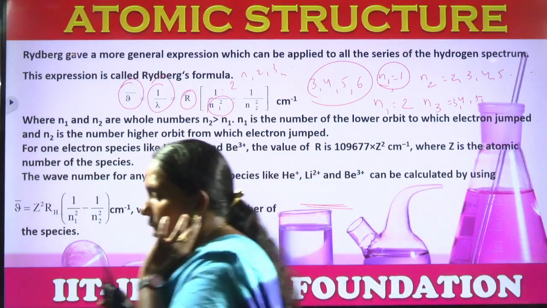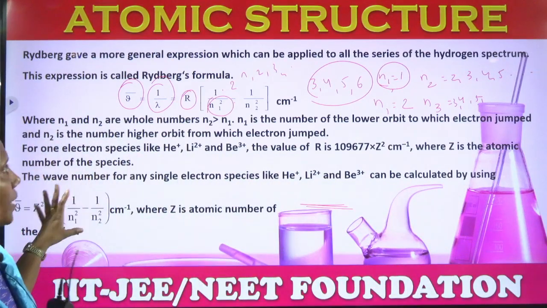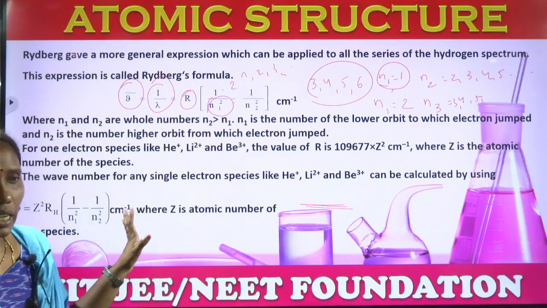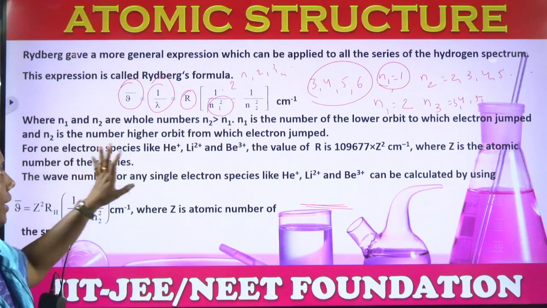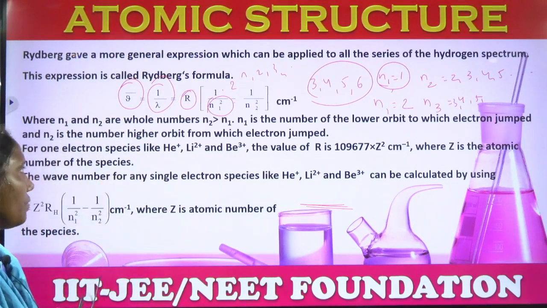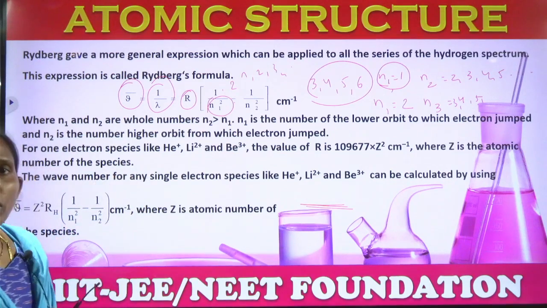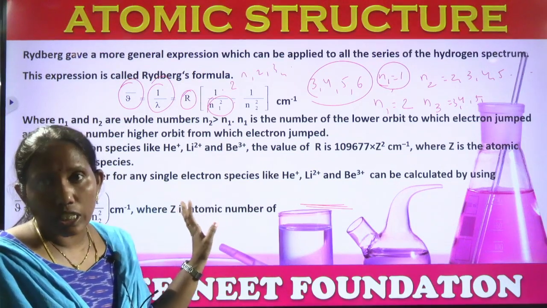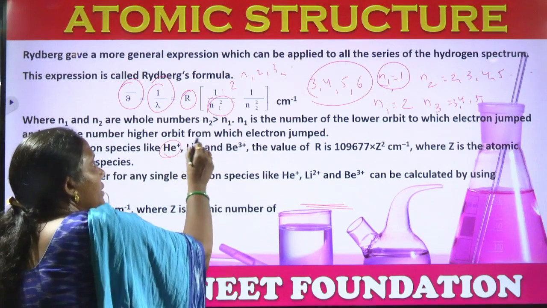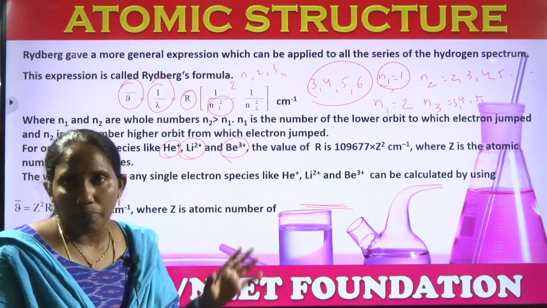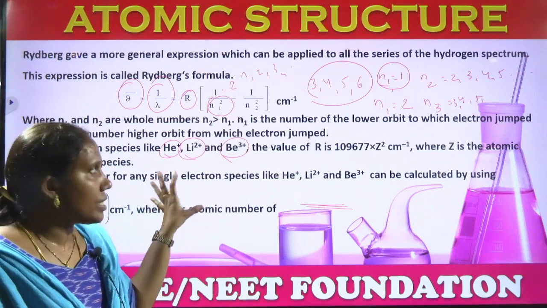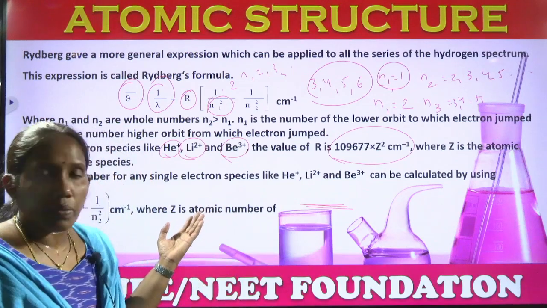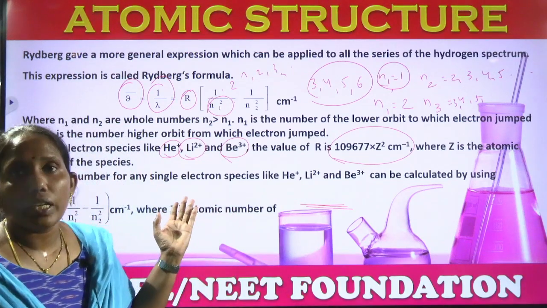This is Rydberg's expression for the calculation. Nu bar equal to R into 1 by n1 square minus 1 by n2 square, into centimeter inverse, right? Where n1 and n2 are whole numbers like the information given, and this is explained for only single electron species, meaning helium plus, lithium 2 plus and beryllium 3 plus. Only for single electron species this is applicable, and the R value is 109677 into Z square centimeter inverse, where Z is the atomic number of the element.